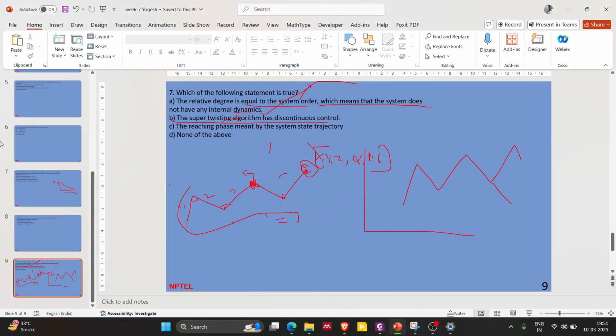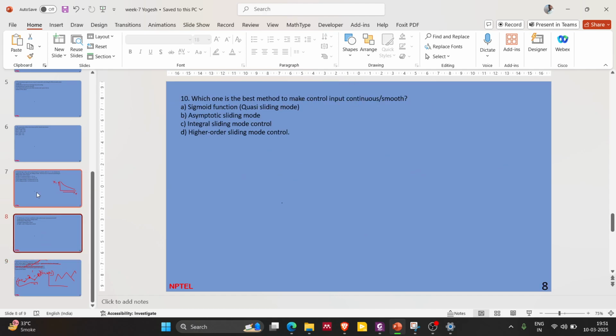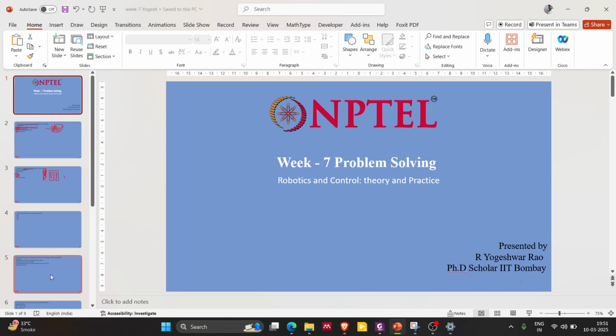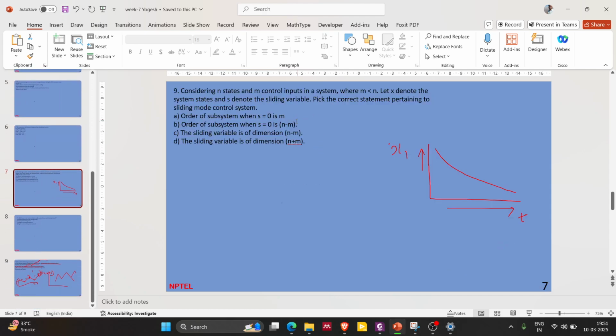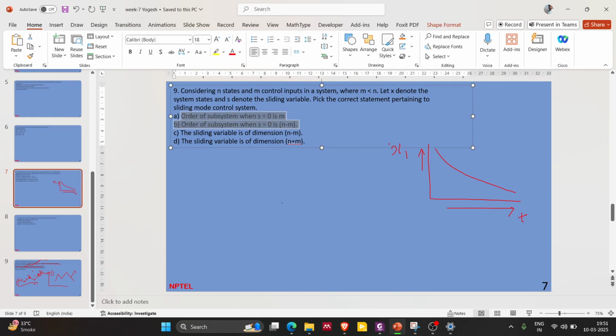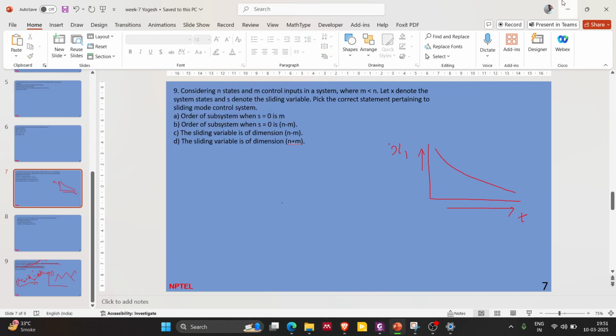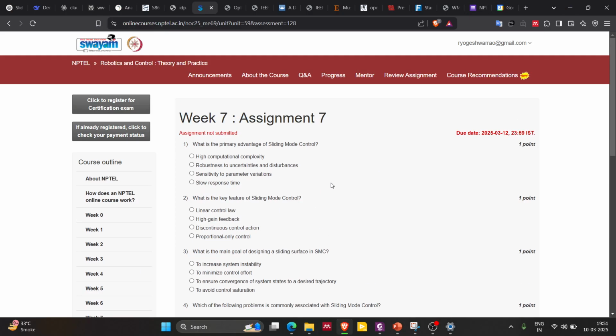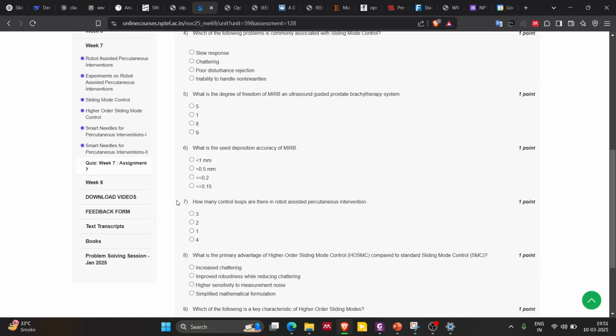Okay. I think this is the last question, and I will send the reason. I will not correct it, but I will give you the reason behind why B and why A. So there are two correct options here. I will share it with you next week, or you can find it in the problem solving session.